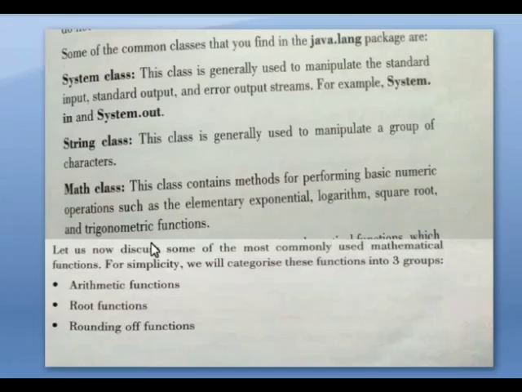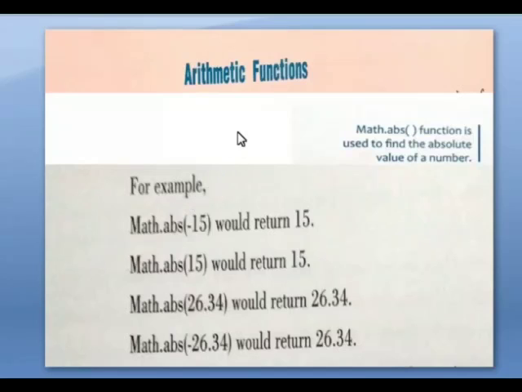trigonometric functions. Now let us discuss some of the most commonly used mathematical functions. For simplicity, we will categorize these functions into three groups. First one is arithmetic functions, second one is root functions and the third one is rounding off functions. Now we are going to see all these functions one by one. First one is arithmetic functions. For example, Math.abs. ABS means absolute. The Math.abs function is used to find the absolute value of a number.